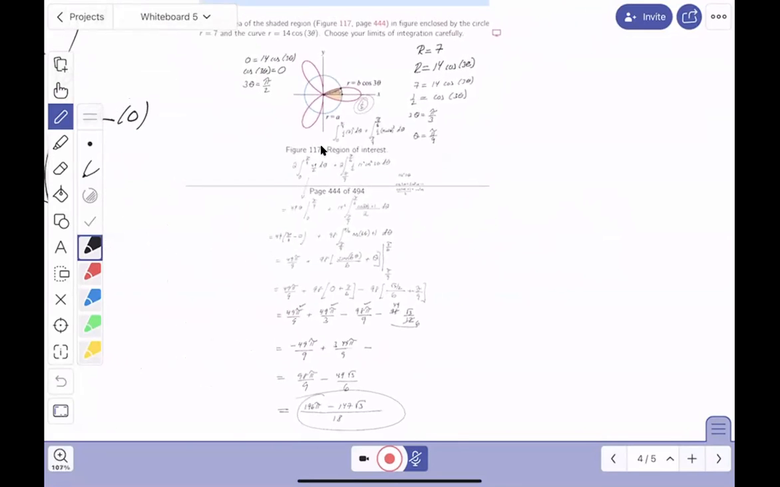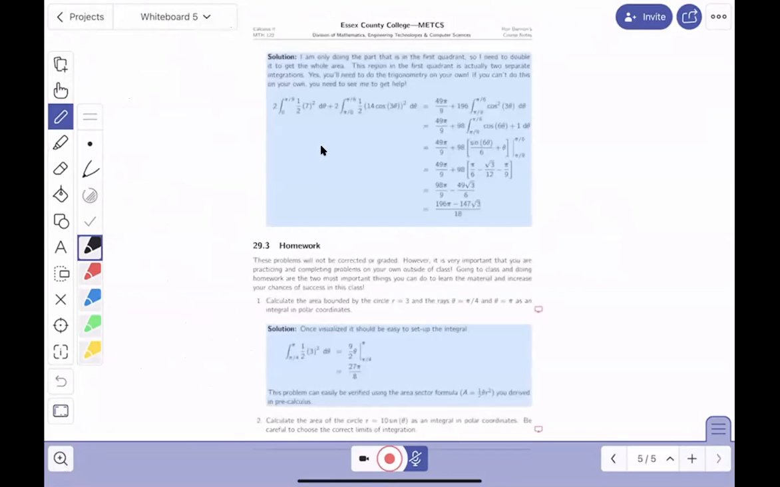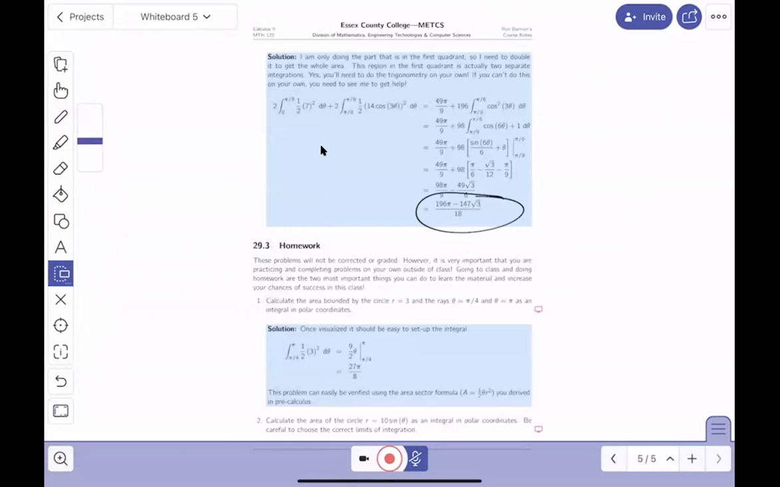Oh, it's not even there. Go to the next page. All right, I got to copy that. I don't know if I got that right. I can't remember what I put down.